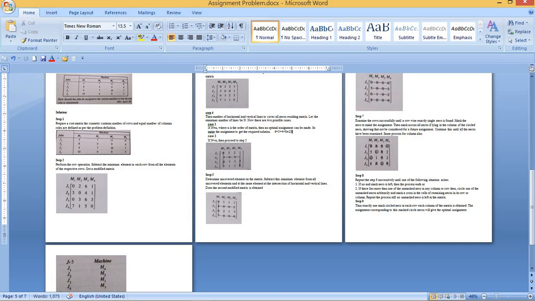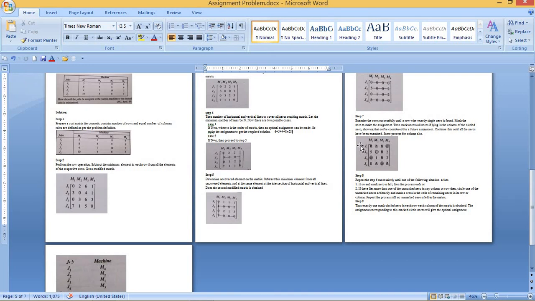Now 23 is the minimum cost required if we assign the corresponding jobs to the corresponding machines. The assignment looks like this, and the value is 23. It may be possible that an alternative solution exists, meaning the assignments are different in nature, but the total cost must be the same.